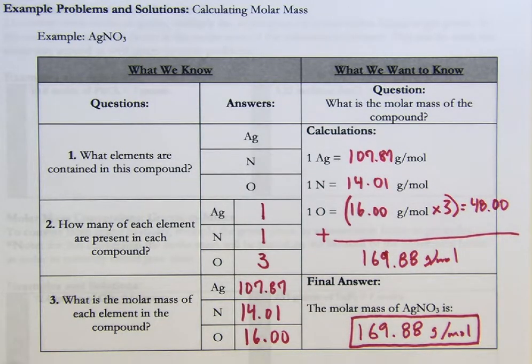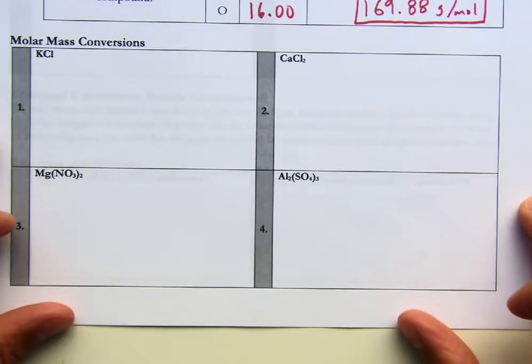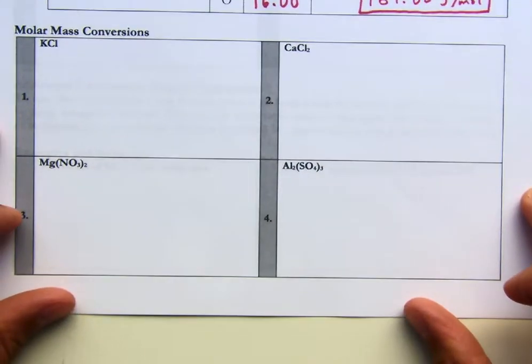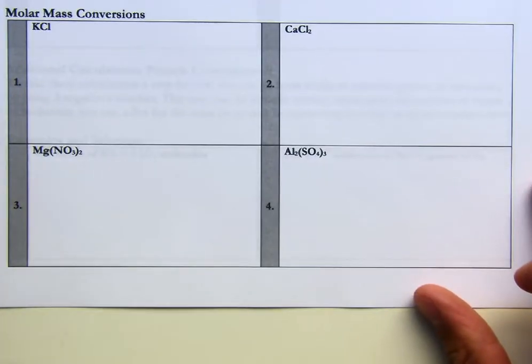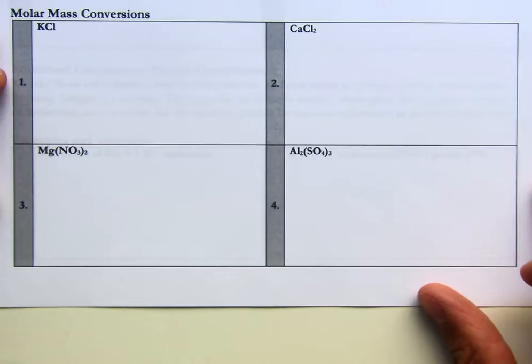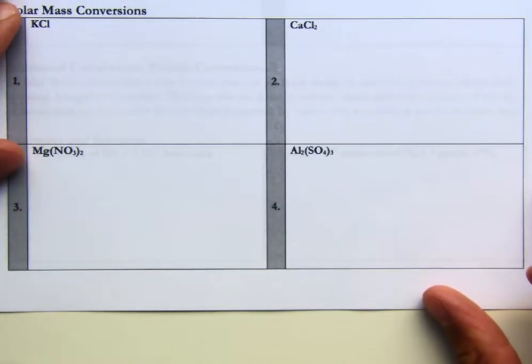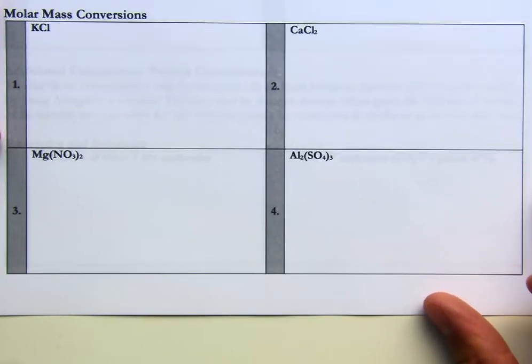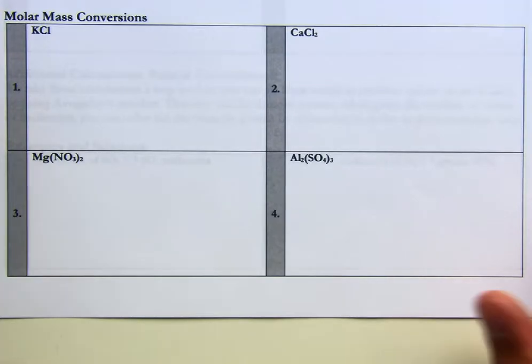So I'm going to slide this page down, so you can see the bottom part of it. And what I want you to do is, just based on the example I gave above, I want you to calculate the molar mass of each of these. Okay, calculate the molar mass of each. You can pause the video, and I'm about to go over the answers.